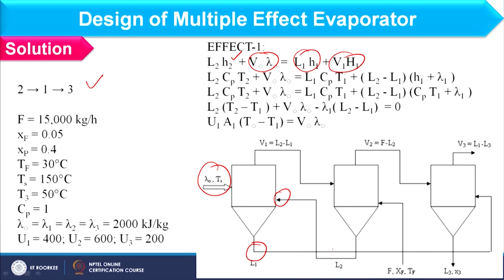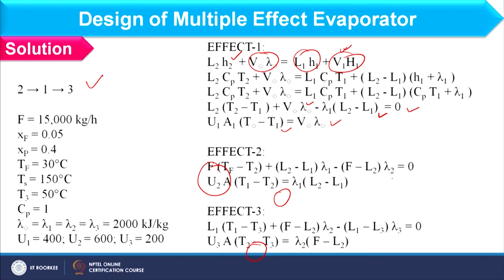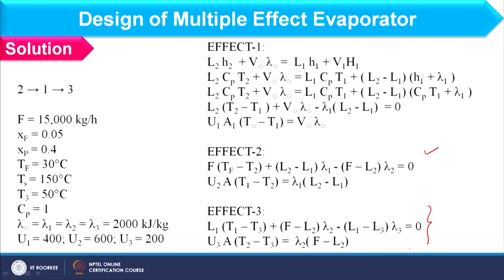In this way you have to carry out the balance for energy as well as mass, and you can resolve the final equation as L2 (T2 minus T1) plus V0 lambda 0 minus V1 lambda 1 (L2 minus L1). And this is the rate equation: U1 A1 (T0 minus T1) equal to lambda 0 V0. Similarly, you can find the enthalpy balance and rate equation for the second effect and so for the third effect.